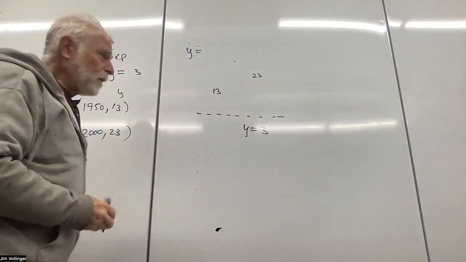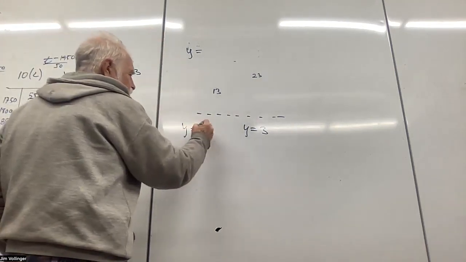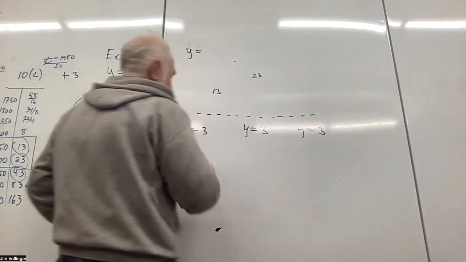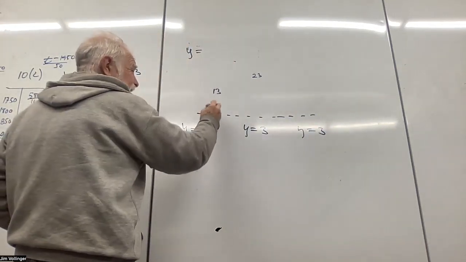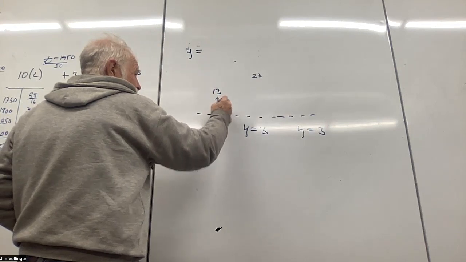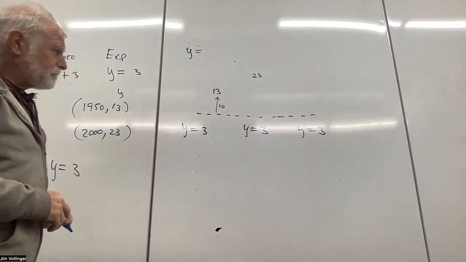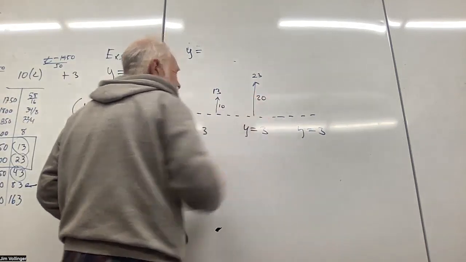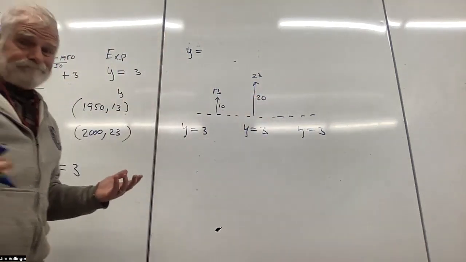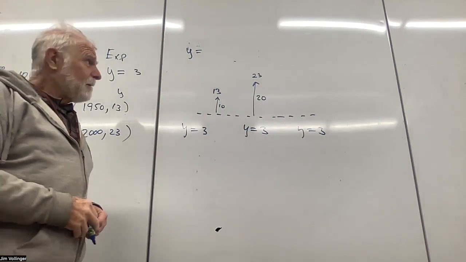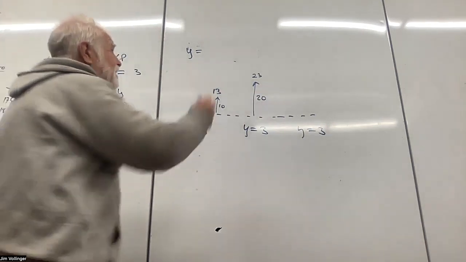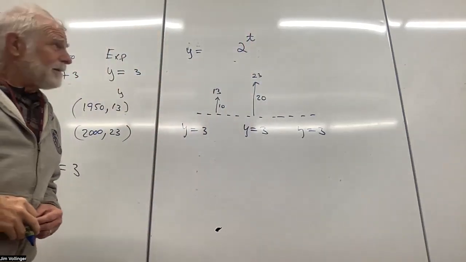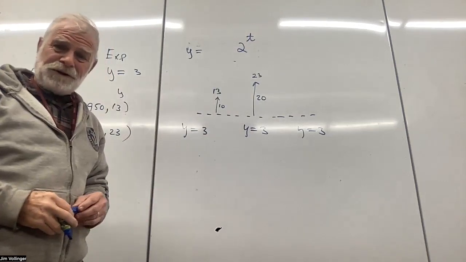And what's most important is the difference. I'll write y equals 3 here, y equals 3, y equals 3, right? So y equals 3, to get to 13, it's a jump of 10. From 3 to 23 is a jump of 20. Okay, remember, that's where we started. That's the base of this exponential function.